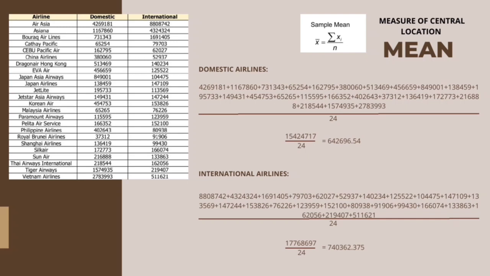For domestic airlines, the answer for mean is 642,696.54. For mean international is 740,362.357. Mean for international airlines is higher than domestic airlines.